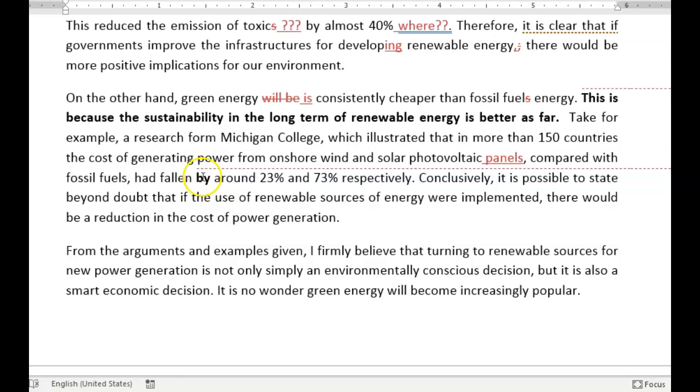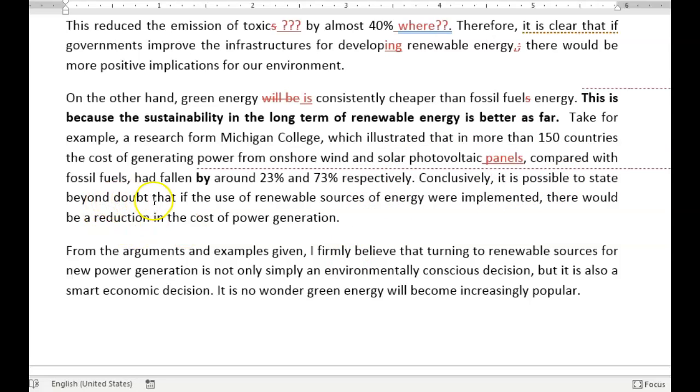Do you mean that it has decreased by 23% or it had reached 23%? So I'm not sure what you mean by this "by". So you mean 23 for wind and 73 for solar? Do you mean this? Again, this is a bit confusing.